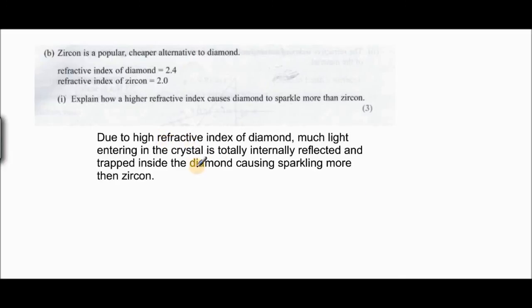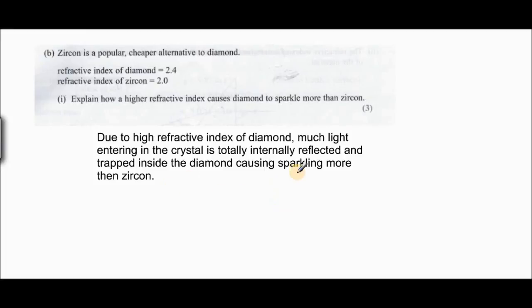Okay, so zircon is a popular, cheaper alternative to diamond. Refractive index of diamond is 2.4. Refractive index of zircon is 2. Explain how higher refractive index causes diamond to sparkle more than a zircon. Higher refractive index causes more light to be trapped inside, and of course more sparkling. We can write: due to high refractive index of diamond, much light entering the crystal is totally internally reflected and more light is trapped inside.